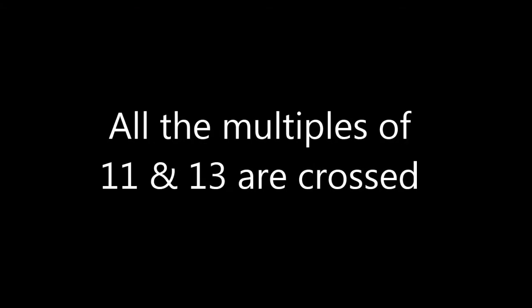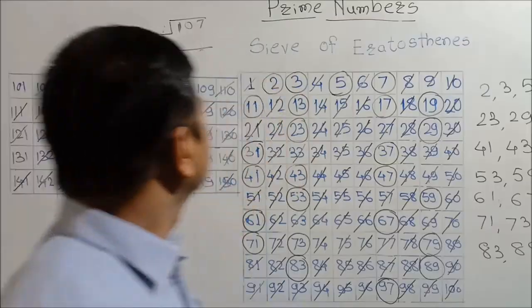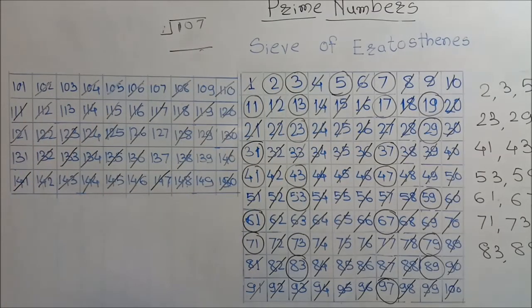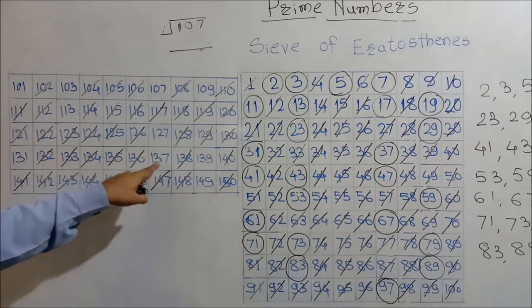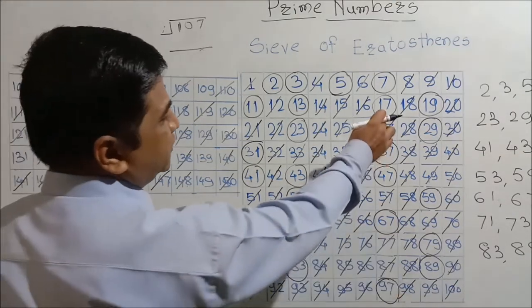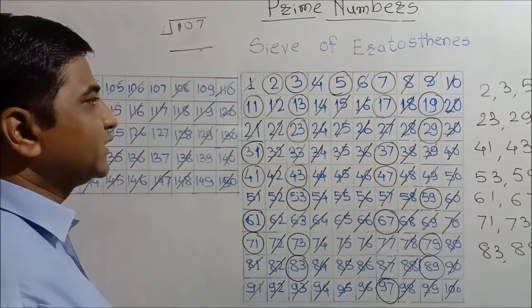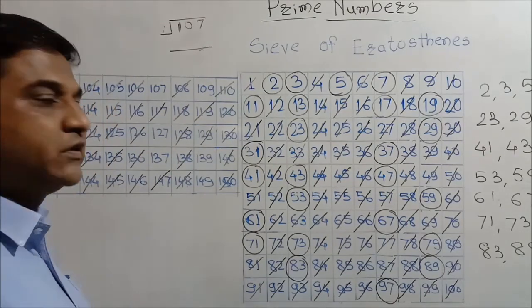So we will now try to divide the remaining numbers, which are 101, 103, 107, 109, 113, 127, 131, 137, 139, and 149 by any other prime numbers. If you try, you'll find that they are also not divisible by 17 and 19. So we will stop here, because we got all the prime numbers from 101 to 150.